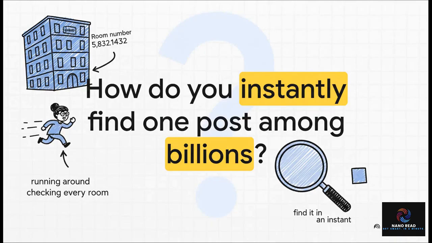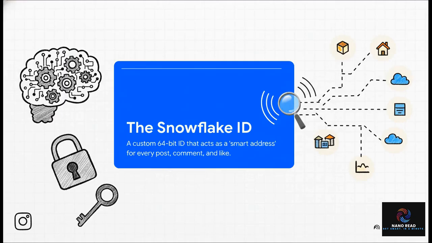Okay, so storing the data is one thing, but if a post is in, say, room number 5832, how on earth do you find it instantly? You can't have a librarian running around checking every single room, right? That would be way too slow. The solution is really ingenious. Every single piece of content gets its own unique ID. But this isn't just some random number, it's a smart address. It's basically a map that tells the system exactly where to go find what it's looking for.